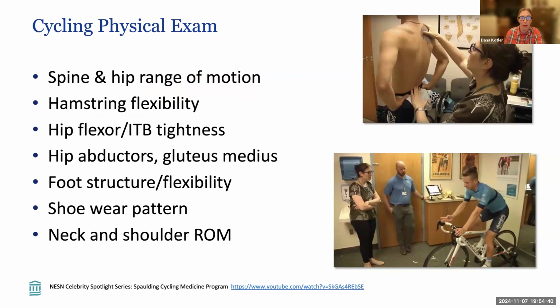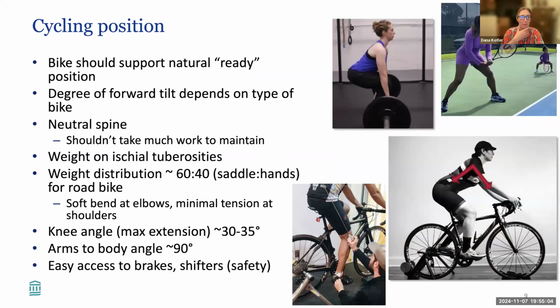So when we see people in clinic, we look at a lot of different things besides just the area that hurts, of course. We're going to look at what their spine and hip range of motion is, because if any of that stuff's limited, that's going to affect what the knee does on the bike. We look at hip flexor tightness, IT band tightness. We look at the strength of the hip abductors, especially the gluteus medius. We look at their foot structure. Does their foot tend to be really collapsy? What does their shoe pattern look like? And what their neck and shoulder range of motion looks like.